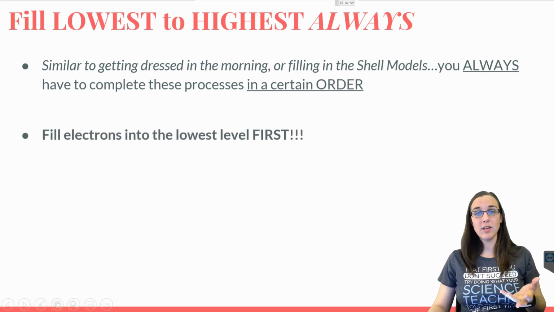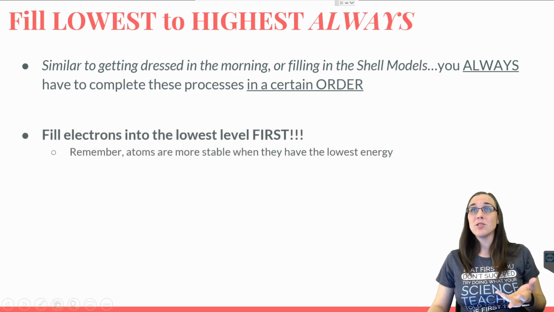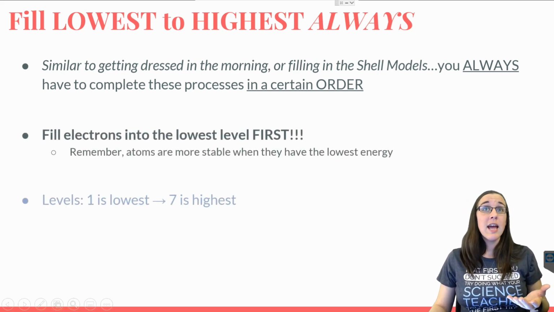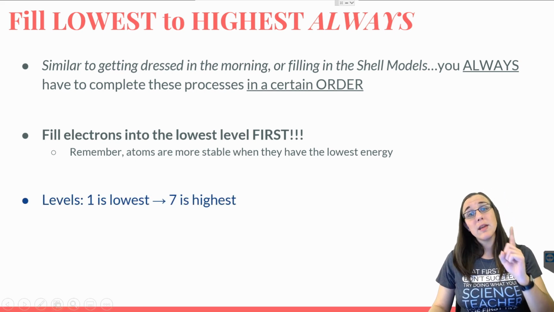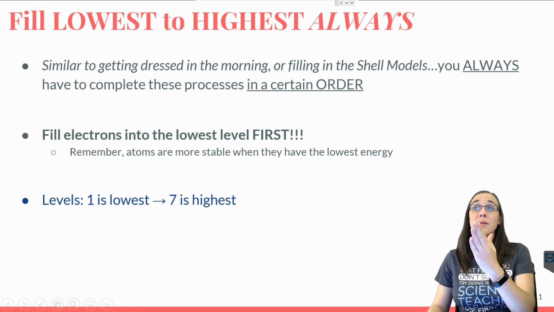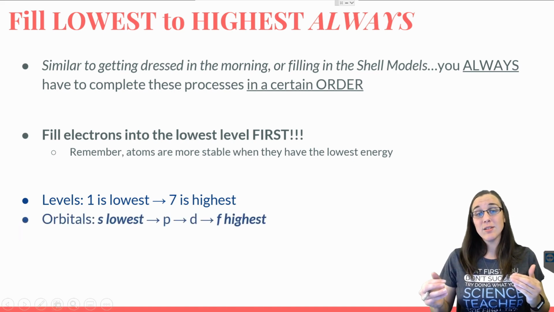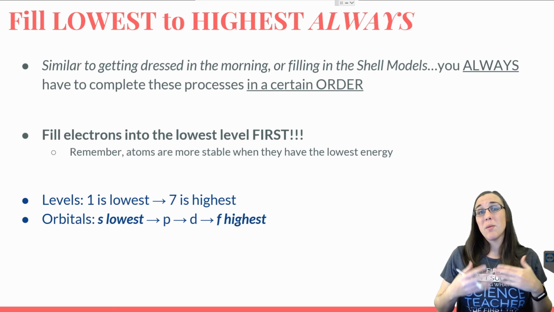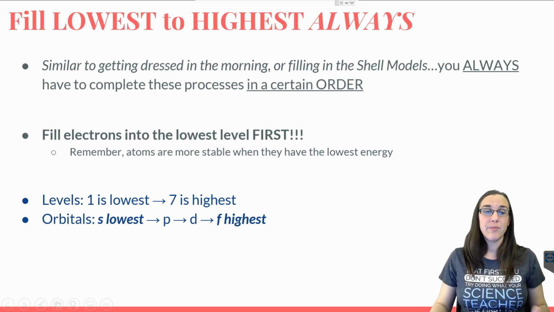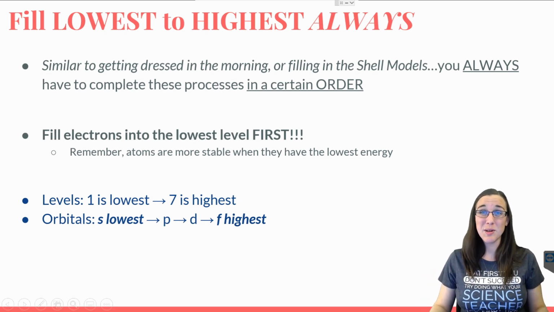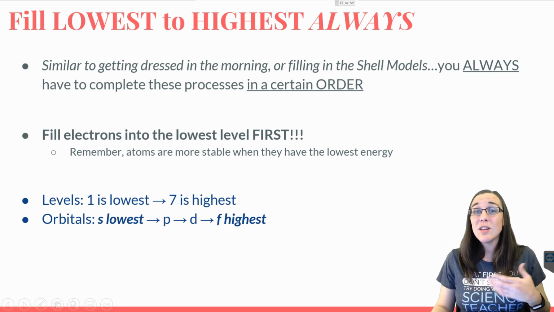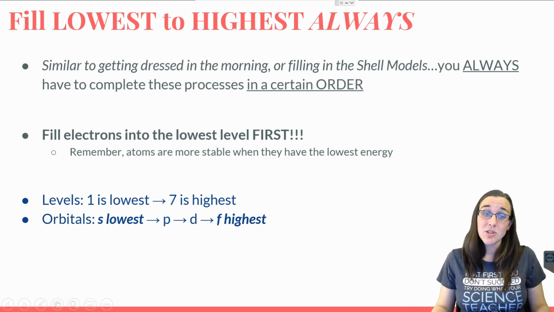For an electron configuration, always think about starting with the lowest level first, and that lowest level is always going to be 1, working your way up to 7. The orbitals also have a level standard, so you're going to be working your way from s to f. It also depends on where it is on the periodic table. You might not even use the f unless you're looking at the inner transition metals.